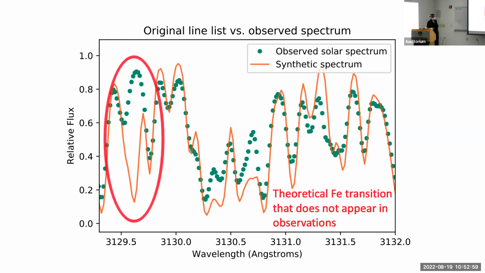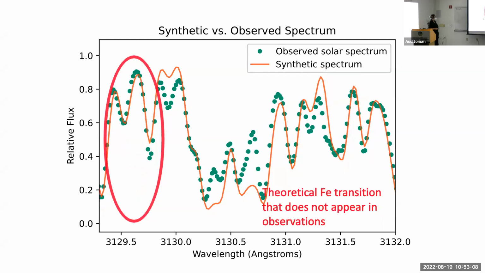I said, this is a theoretical transition. Obviously, it does not appear in the observed spectrum of the sun, so I can go ahead and pull that out. And that's exactly what I did, and it looked a lot better.